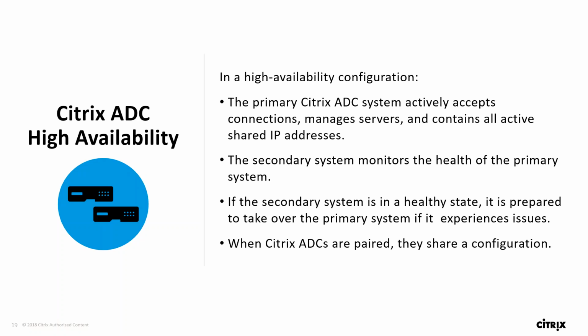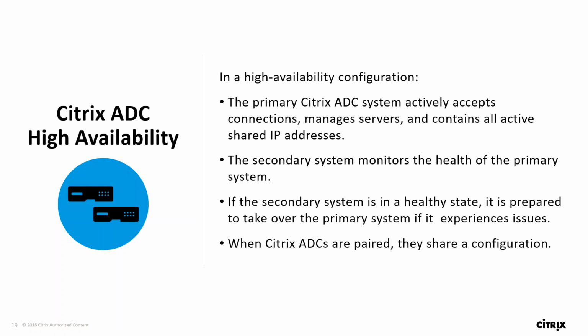A high availability deployment of two Citrix ADC appliances can provide uninterrupted operation in any transaction. With one appliance configured as the primary node and the other as the secondary node, the secondary node monitors the primary node by sending periodic messages called heartbeat messages, or health checks, to determine whether the primary node is accepting connections.